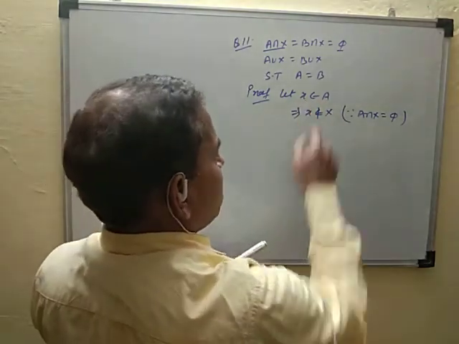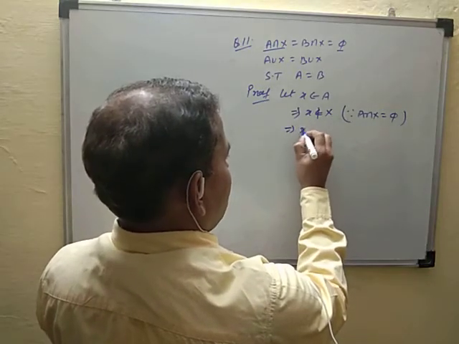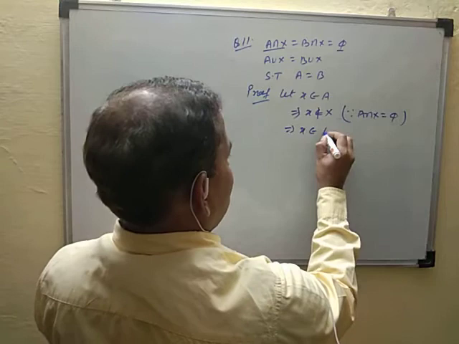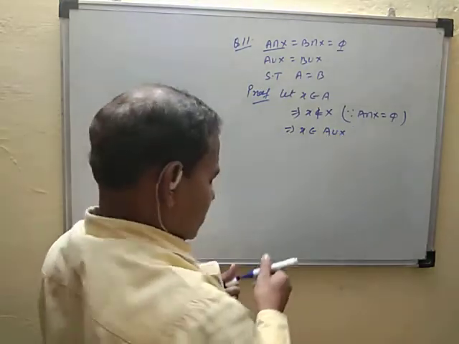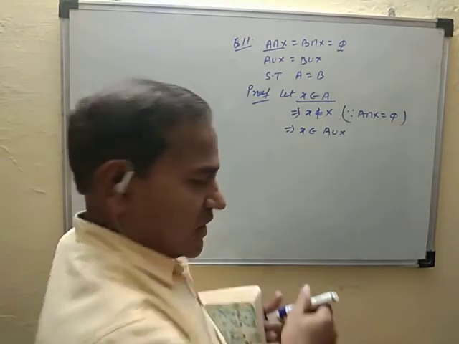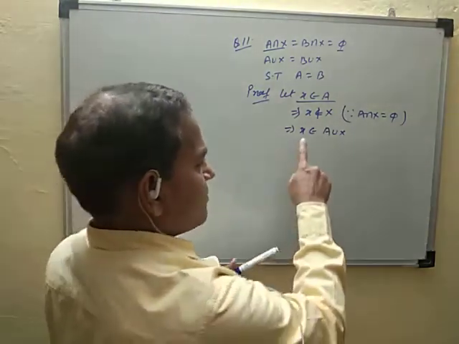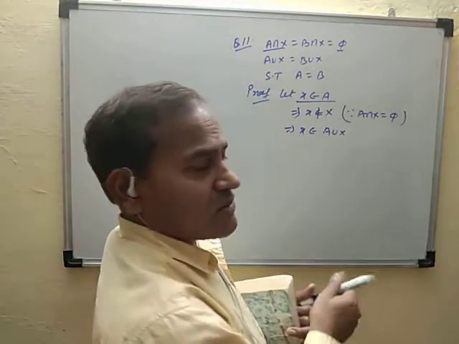And x belongs in set A, so this implies this x belongs in A union X. Since x belongs in set A, x is an element of set A, so that x belongs in A union X. Why?